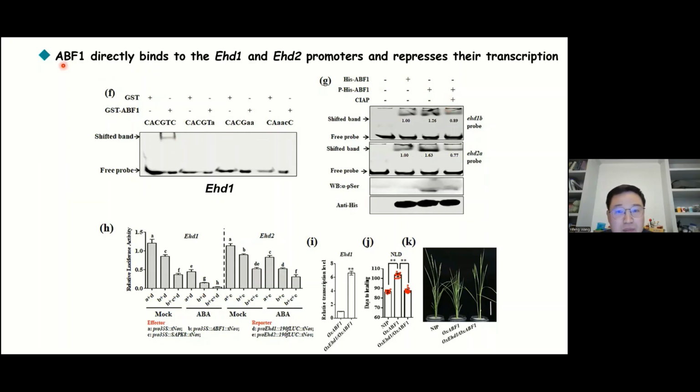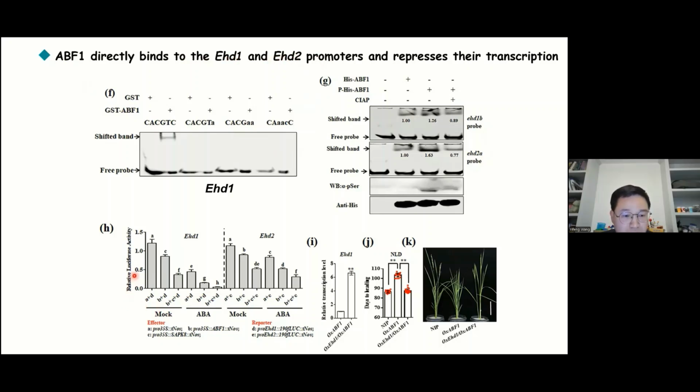Then we know ABF1 is phosphorylated by SPK10. So we further detected the phosphorylation effect on ABF1 binding to HD1 and HD2. Interestingly, we found that the binding intensity of the phosphorylated ABF1 is significantly higher than the non-phosphorylated one, for either HD1 or HD2.